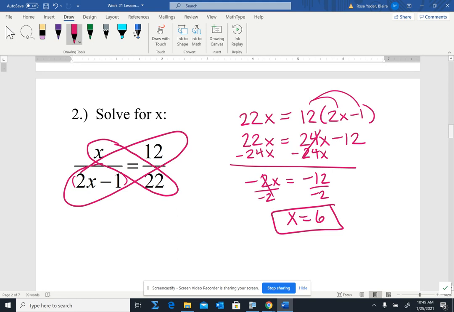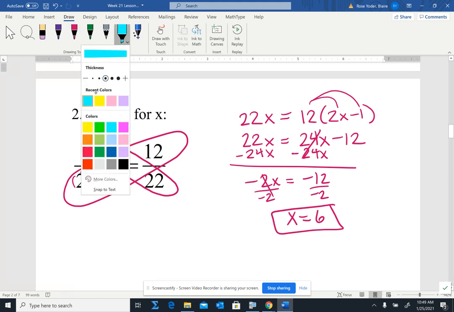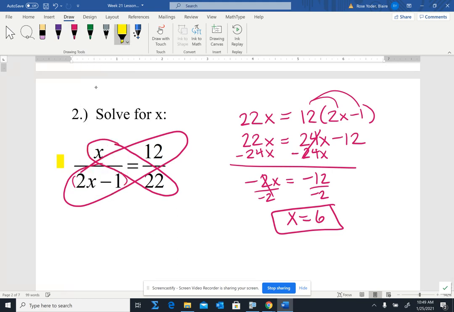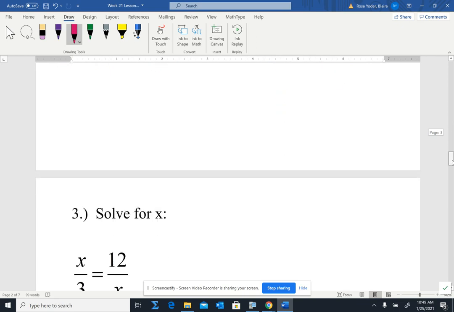And I can always double check and see if that works when I plug it back in. If I plug 6 back in, I obviously get 6 in the numerator. 2 times 6 is 12, minus 1 is 11. 6 elevenths is equivalent to 12/22 if you simplify. So it does work if you plug it back in. These just aren't that easy to substitute back in.